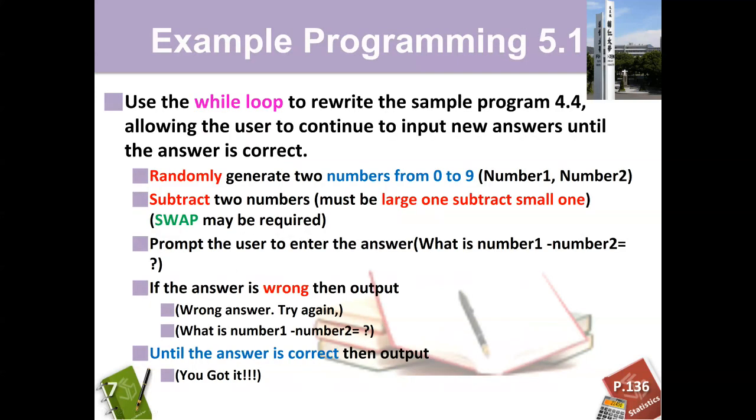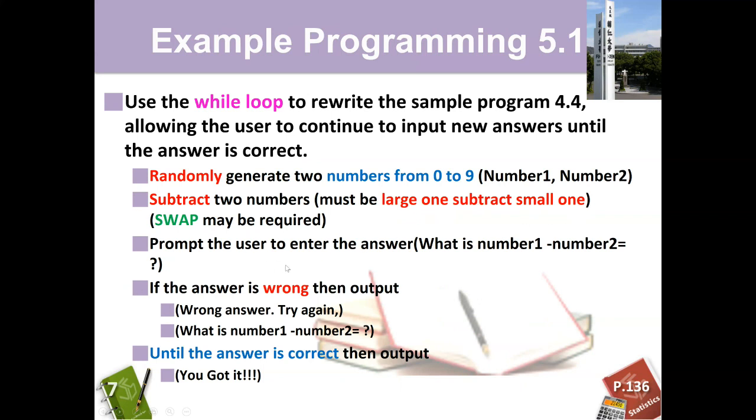So this is an example, a demonstration on your page 136. We will use the while loop to rewrite the sample program 4.4. Do you remember we allow the users to continue to input a new answer until the answer is correct? First, we randomly generate two numbers from 0 to 9, number 1 and number 2, and we subtract the two numbers. It must be the larger one subtract the small one. Swap must be required, right?